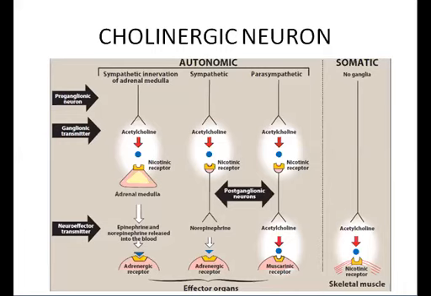If you look at this scheme, you're gonna find that the cholinergic neurons are found in the preganglionic fibers of the sympathetic division that innervate the adrenal gland. They are also found in the preganglionic fibers of the sympathetic and the parasympathetic divisions, and the postganglionic fibers of the parasympathetic division also use acetylcholine. And regardless of the autonomic nervous system, the somatic nervous system also works by using acetylcholine as a neurotransmitter. All the neurons that use acetylcholine as a neurotransmitter are known as cholinergic neurons.